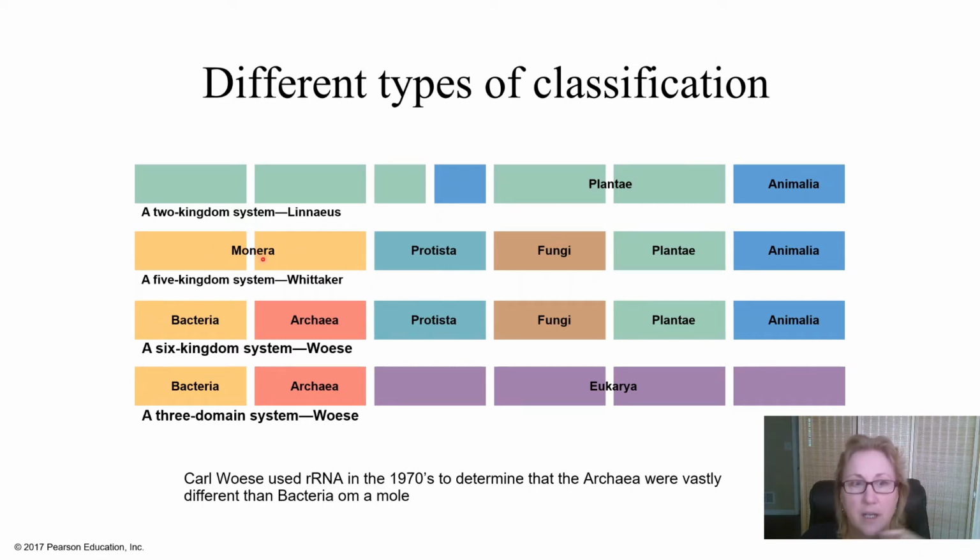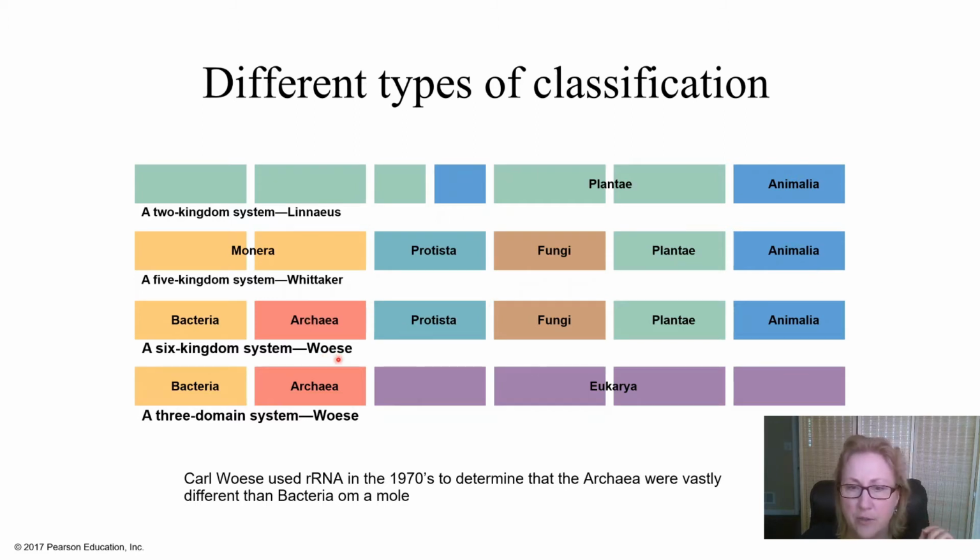Eukaryotes have a nucleus. The prokaryotes include what we now call bacteria and archaea, but Whittaker put them all in one kingdom, the things without a nucleus, Monera, and then protists, fungi, plants, and animals, which should be very familiar. In the 1970s, that changed.